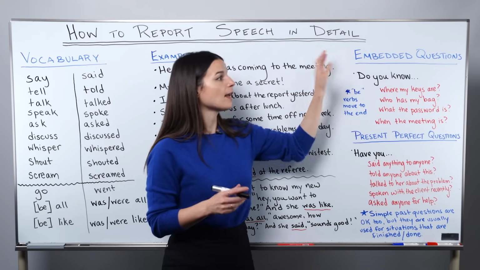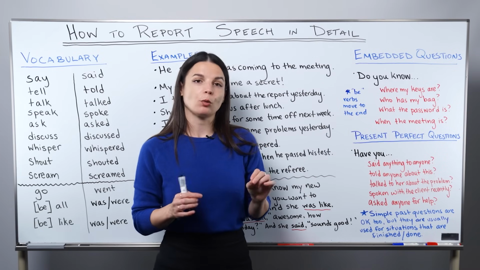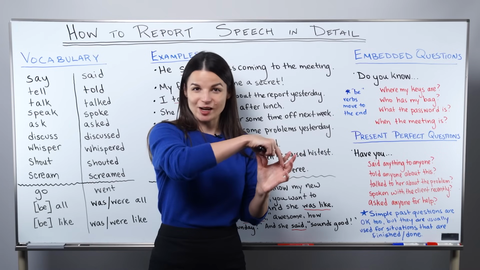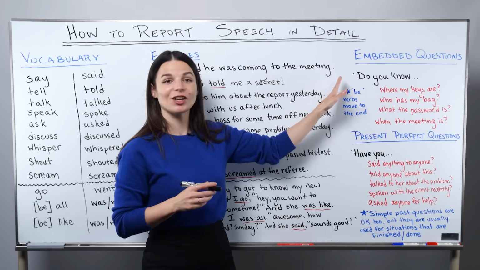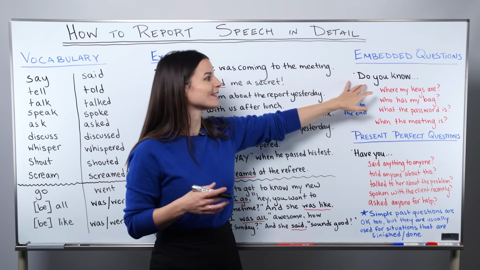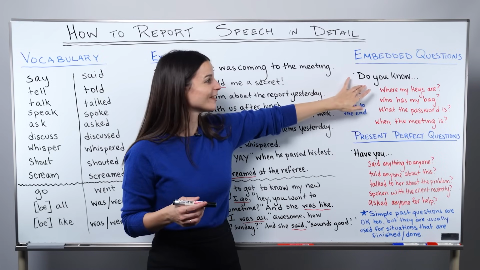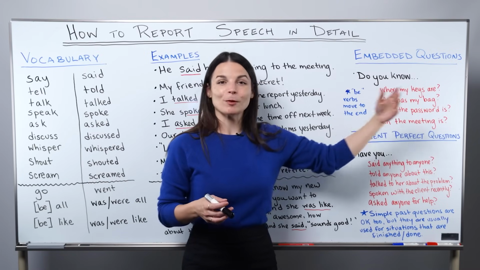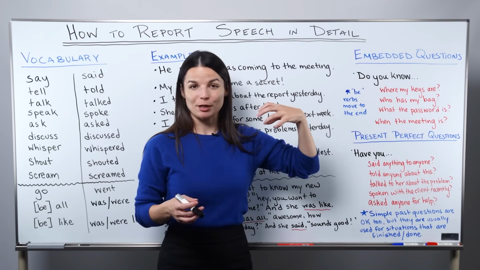The first point is embedded questions. What is an embedded question? An embedded question is a question inside another question. So here's a really good example of a very common type of embedded question. It's the "do you know" question. Okay, so we ask "do you know" plus something when we need information from another person.